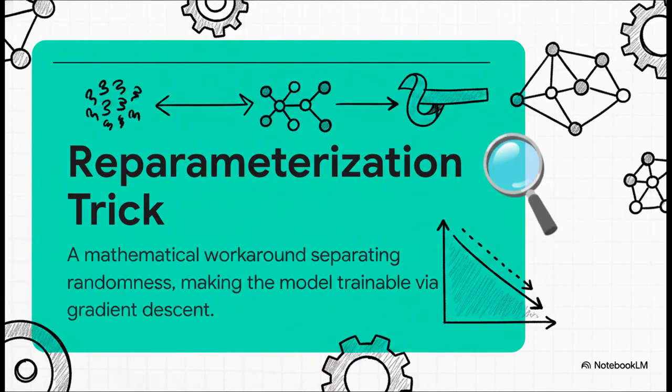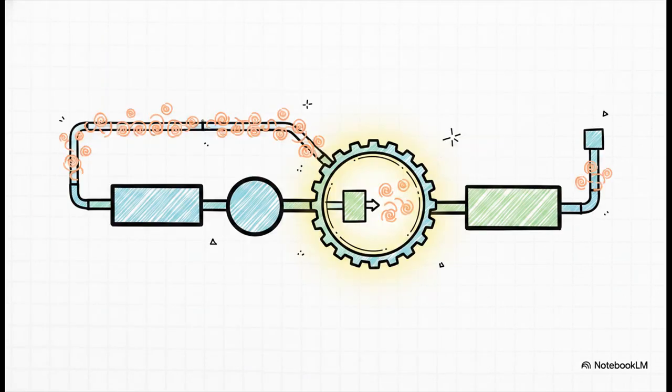Enter the hero of our story, the reparameterization trick. This is a brilliant mathematical workaround that deliberately separates the randomness from the network's core parameters. By isolating that random element, we restore the clear mathematical pathways the network desperately needs. It makes the entire model differentiable again, and therefore completely trainable via standard gradient descent. It's a real game changer. Let's break down exactly how this trick works.